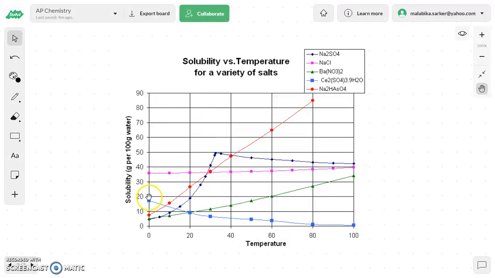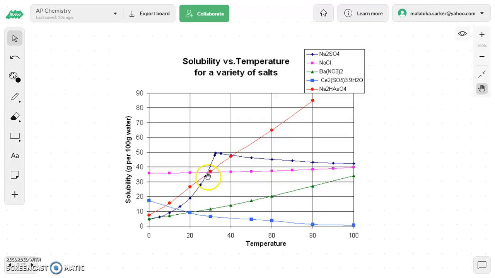So this is the solubility curve for different salts, but we are mainly concerned with sodium sulfate, which is in blue, and sodium chloride, which is in pink. This is the solubility in grams per 100 grams of water, and these are the temperatures. As you can see, till a temperature a little below, or around, 25 degrees, the solubility of sodium sulfate is less than that of sodium chloride.